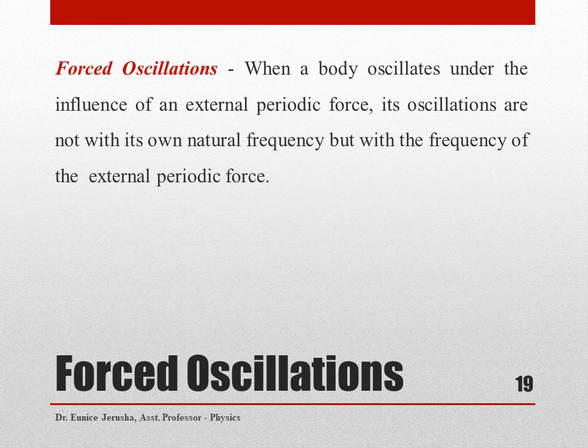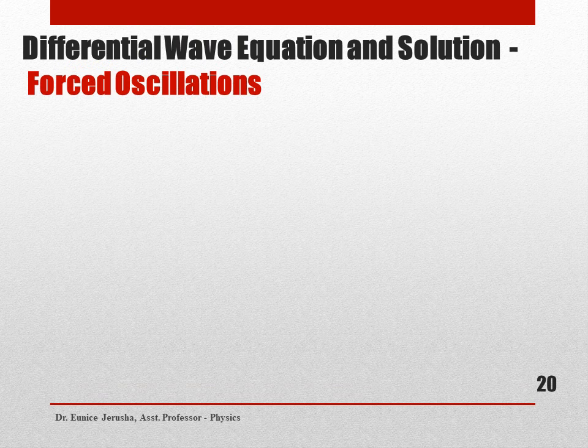The next type of oscillation we are going to see is the forced oscillation. When a body oscillates under the influence of an external periodic force, its oscillations are not with its own natural frequency, but with the frequency of the external periodic force. Such types of oscillations are said to be forced oscillations. We now proceed to obtain the differential wave equation which governs these forced oscillations and its solution.